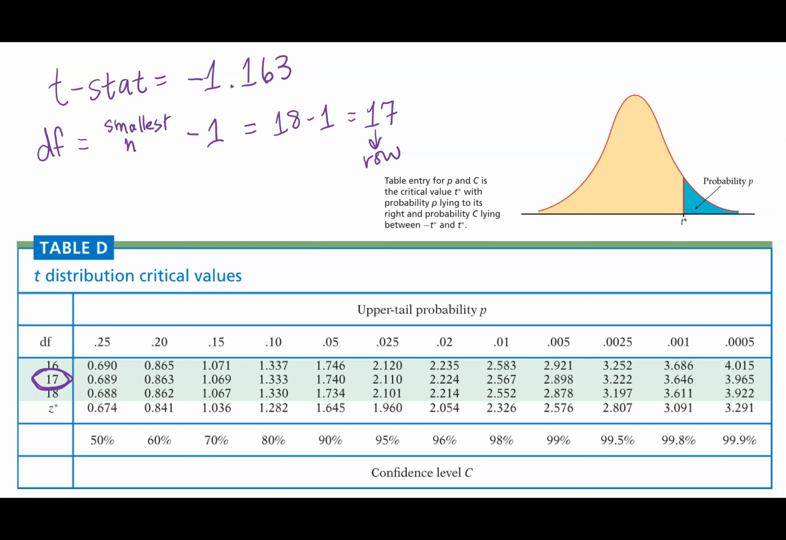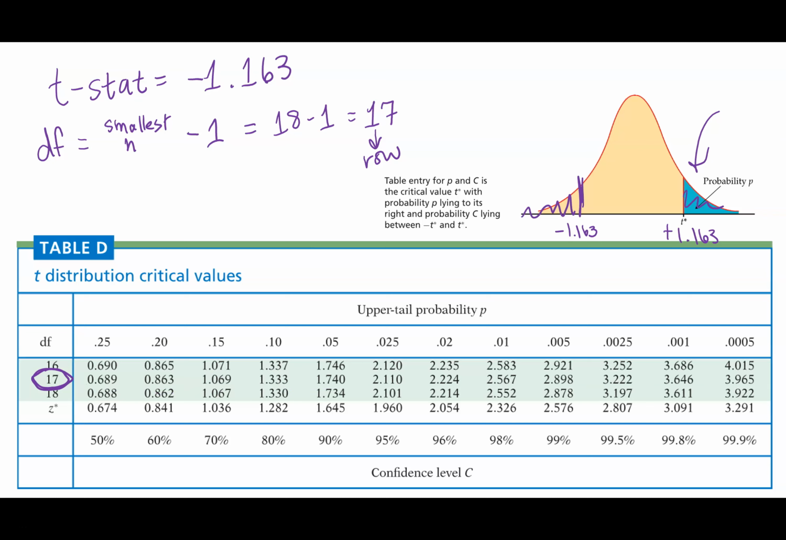And I'm going to try and figure out, since this is perfectly symmetric, negative 1.163, this area would be the same as positive 1.163, this area here on the right. So I'm going to look for positive 1.163 in this line somewhere here. So like here, 1.163 is not between 0.689 or 0.863. So I'm going to keep looking. It's actually going to be between these two.